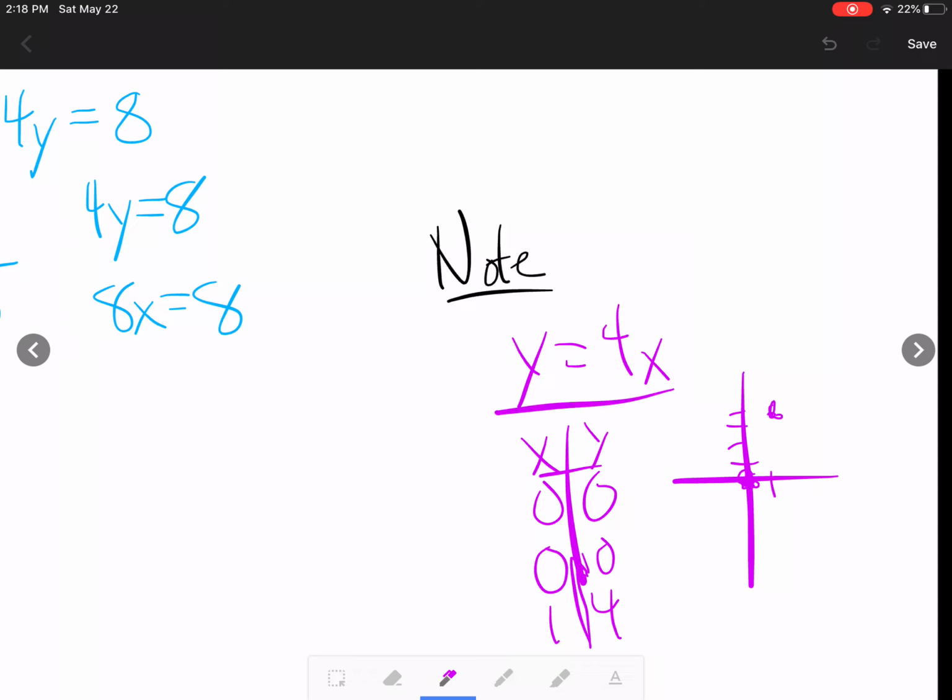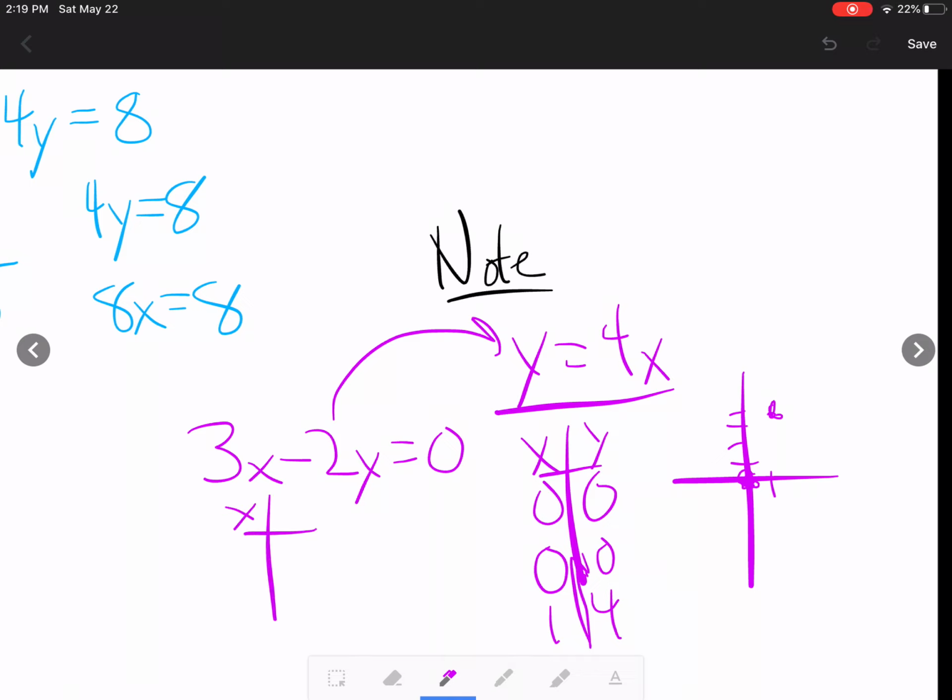Now, it could look like this. It could also look like this. Let's just say we have 3x minus 2y is equal to 0. This is very similar to that. It's just in a different form. Again, if we were to make a table, x, y, we would have 0, 0. We'd just find a bunch of zeros. And so we'd have to maybe either use a different method, or we just have to add an extra point.